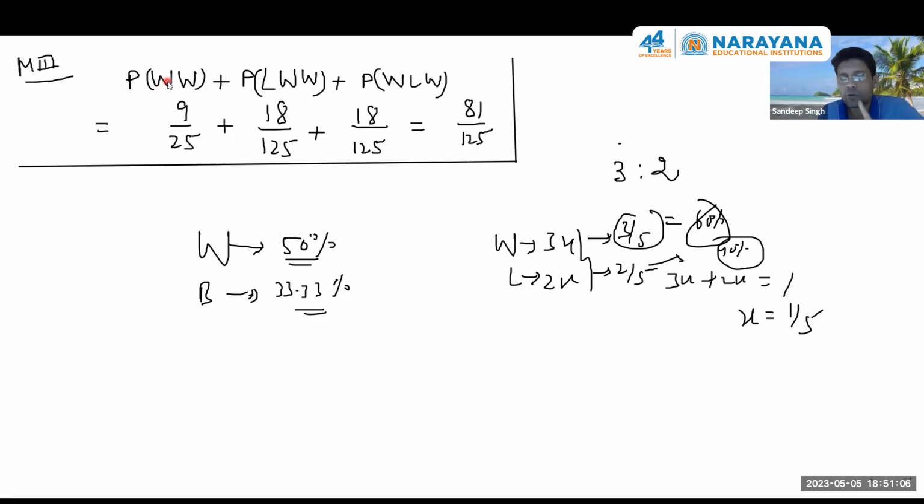Both are wins, because draws are not making any influence on the chance. Not in every problem can you rule out draws, but in this particular problem you can rule them out. So 9/25, understood? 3/5 into 3/5, LWW 2/5, 3/5, 3/5, and WLW, and hence the value is 81/125. Tell me, has everyone understood or not? Speak up. Yes. So all the methods you have understood thoroughly.